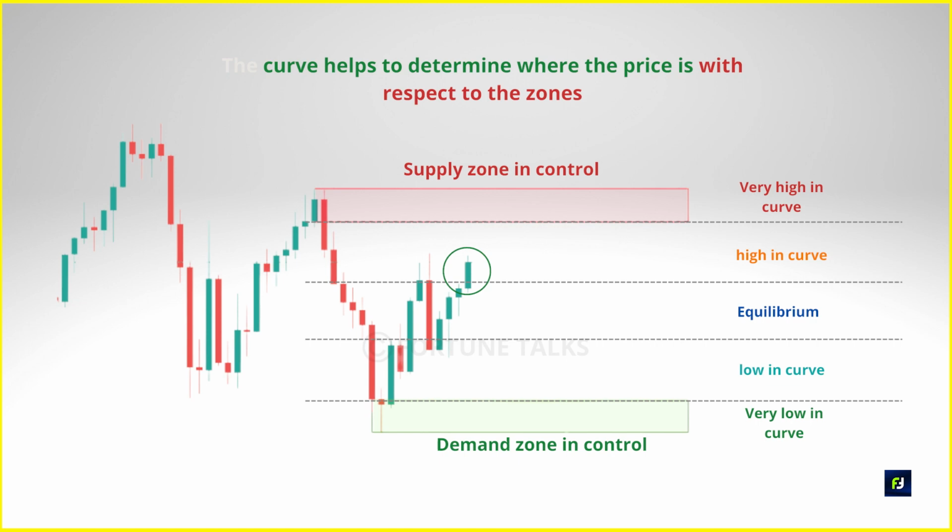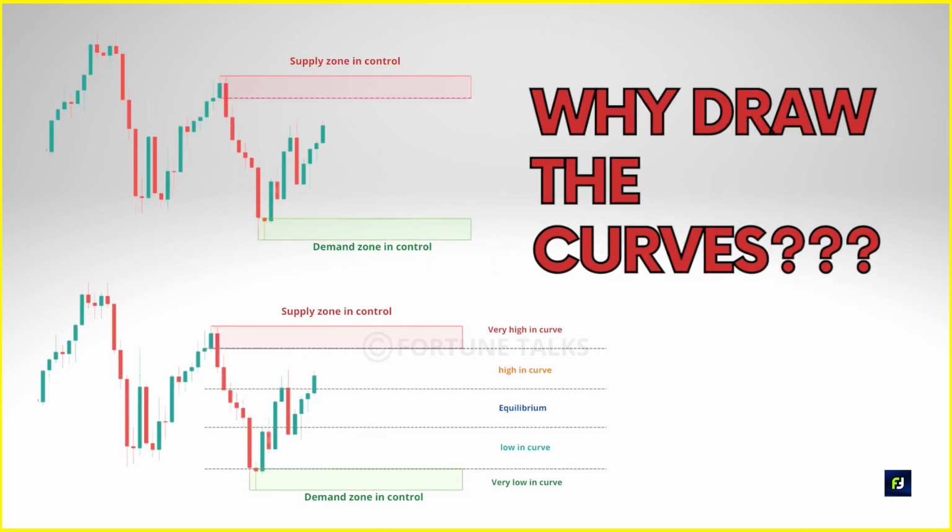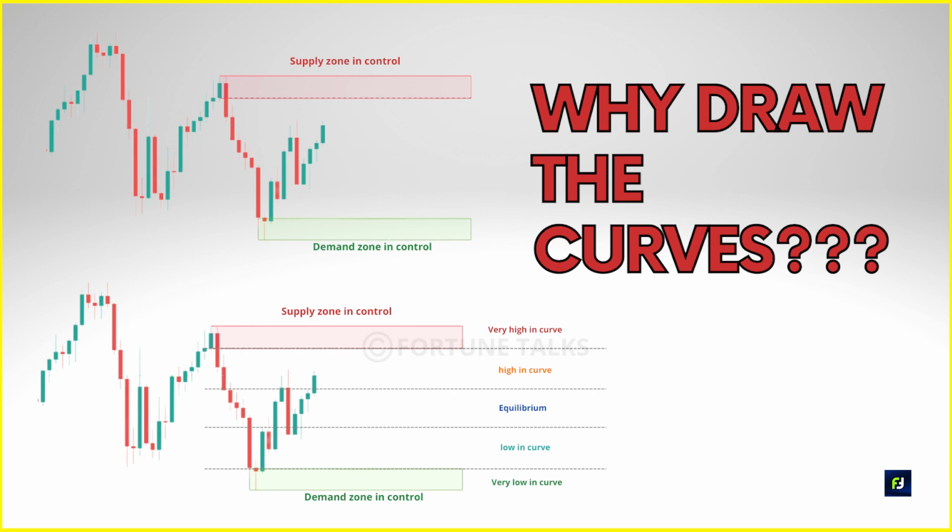So the curve is basically a tool that traders can use to determine whether the price is located near a higher time frame supply or demand zone. Now this is very important as we want to buy low and sell high in order to make a profit. Now you may ask me why I should take the trouble of drawing the curve when I can just trade using the zones and odd enhancers to get a high probability trading setup.